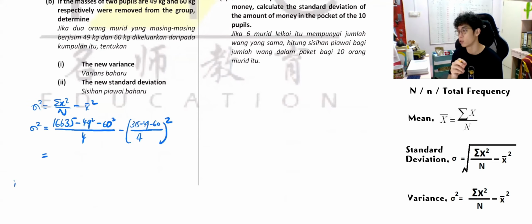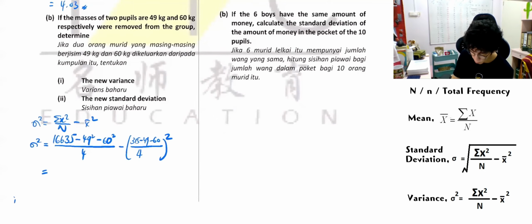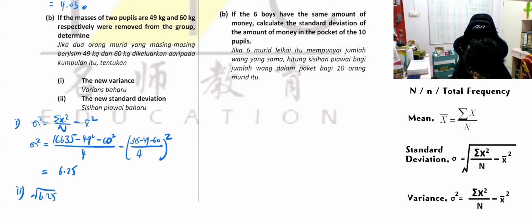Come, insert into your calculator and get the new answer for me. Okay, so what's the new answer? Standard deviation is not a big problem. Once you get your new variance, you can square root your answer. So just get me the new variance answer. Everybody, yes, you get 6.25. And finally, for number 2, you'll be getting square root of 6.25, which is 2.5. That is your second answer.